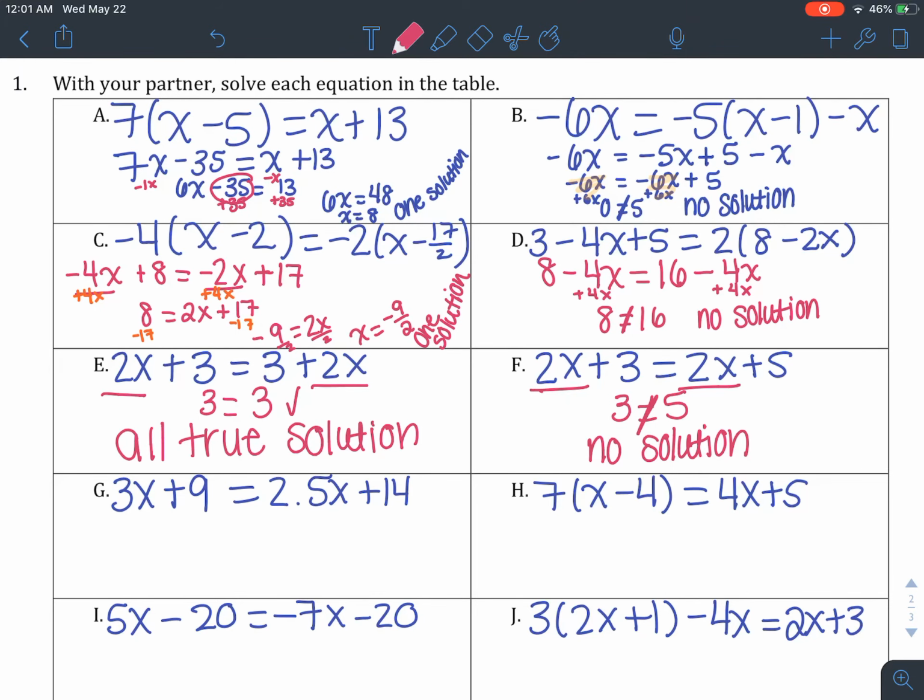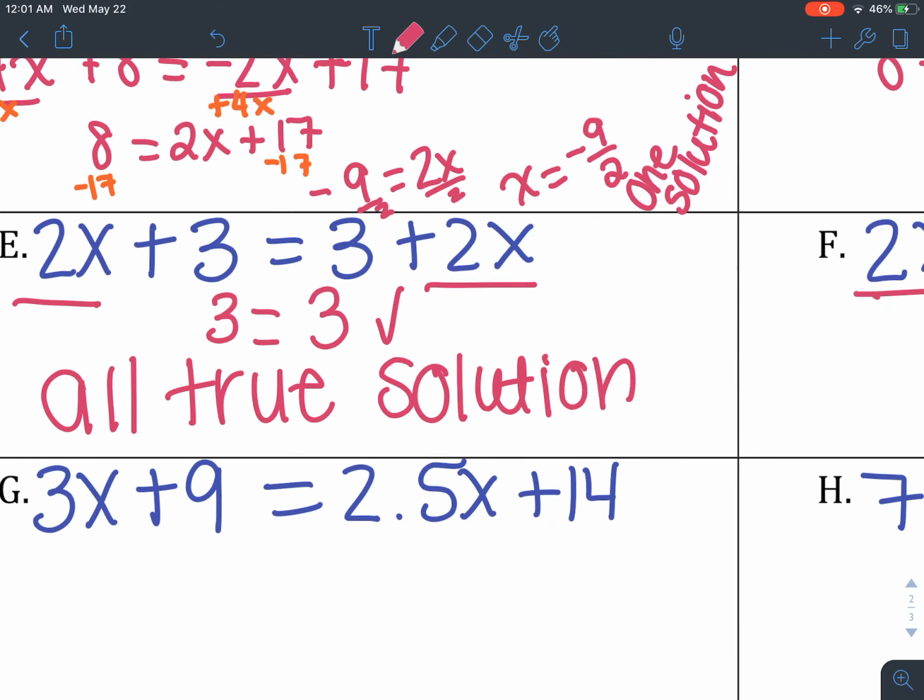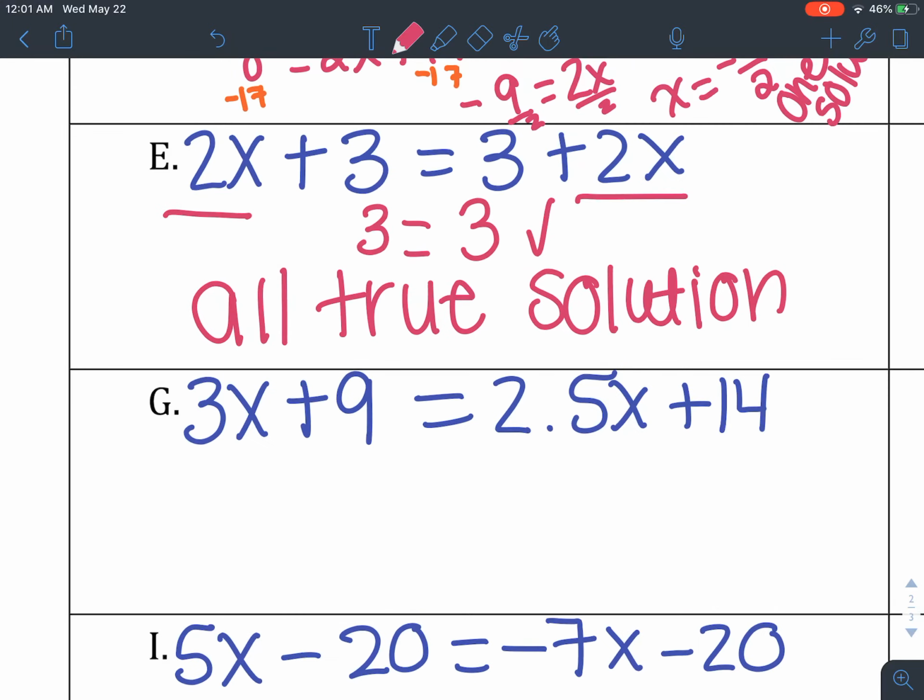All right, so let's look at G. I'm going to zoom this in a little bit. All right, so we have 3x plus 9 equals 2.5x plus 14. All right, so I'm going to move all of my variables to the left side. So I'm going to subtract 2.5x from 3x. And now I'm going to put this as a fraction just to make it a little bit easier on ourselves. So then if we need to, we can multiply by the reciprocal at the end.